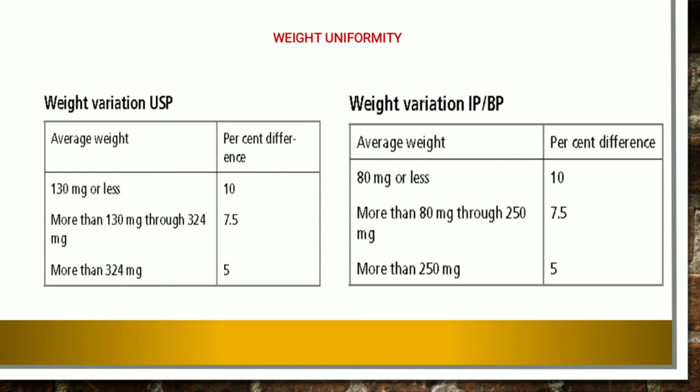Now moving to the various official tests as per IP. Okay, the first one is weight uniformity. Weight uniformity or weight variation test is generally performed for uncoated tablets. Here, 20 tablets are weighed individually and the arithmetic mean weight is calculated. Then, not more than 2 tablet weights should deviate from the average weight by more than the percent deviation given in the tables. So, according to USP, for average weight, that is any tablet having 130 mg or less, plus minus 10% deviation is permitted.